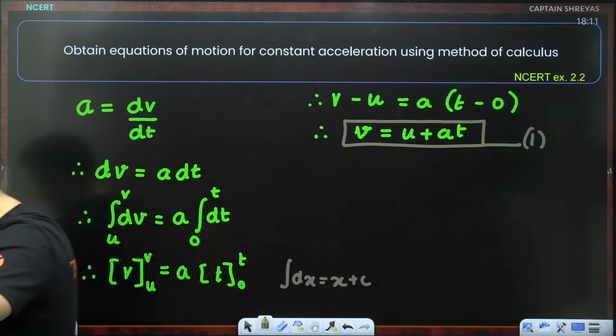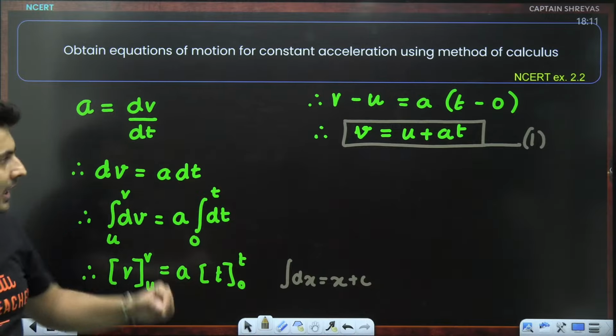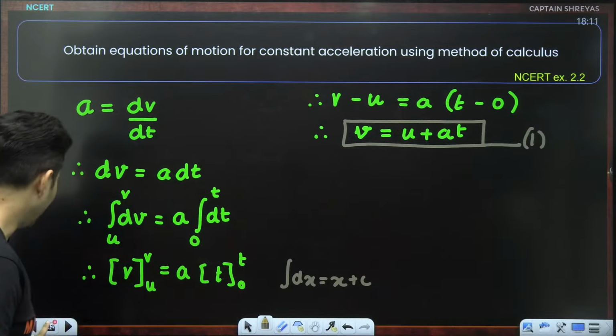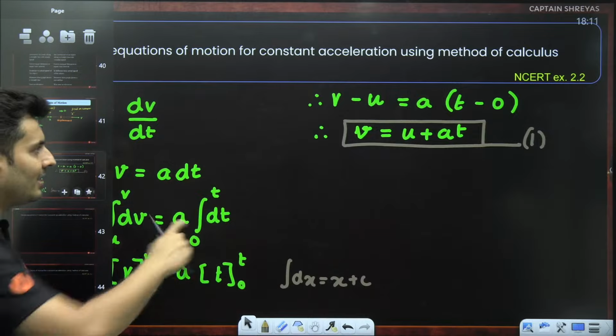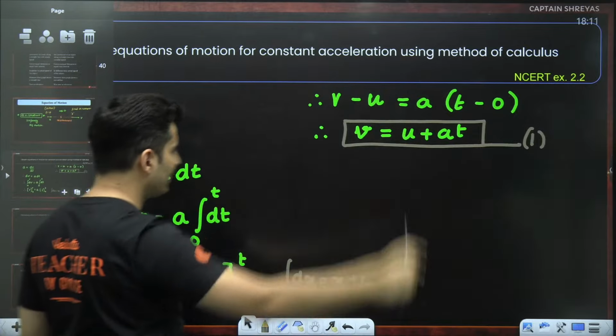Everybody clear? Thank you, Chandana. Thank you so much. Okay, this is our first equation of kinematics. Now let's go to the next equation. Final velocity was initial velocity plus acceleration into time.